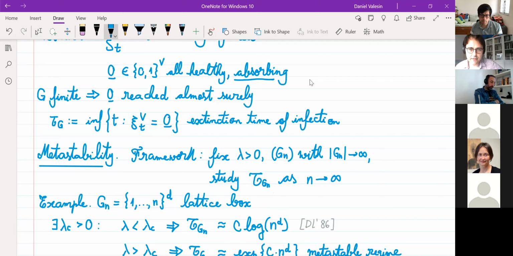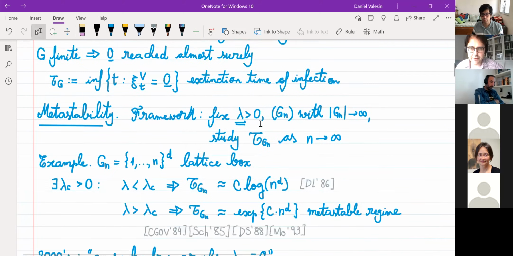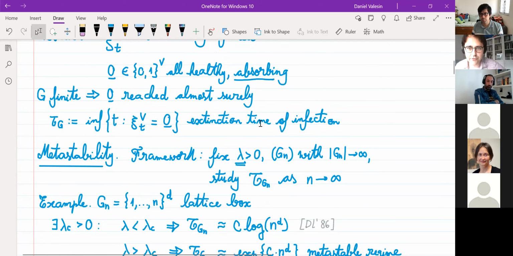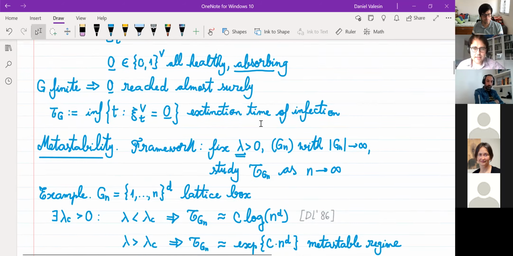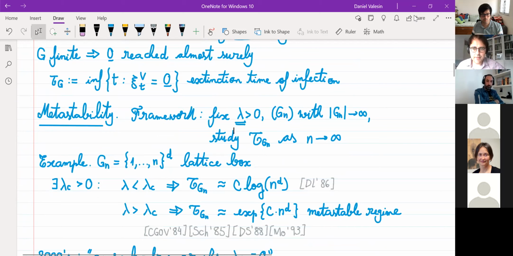You have to emphasize it's for fixed lambda. So we don't vary lambda as we're varying n. I mean, we could, but typically we don't. And here's an example where many things are very well understood.